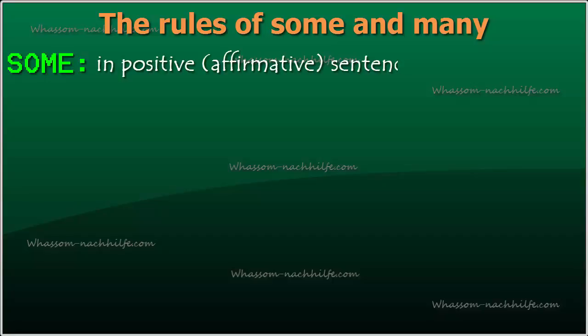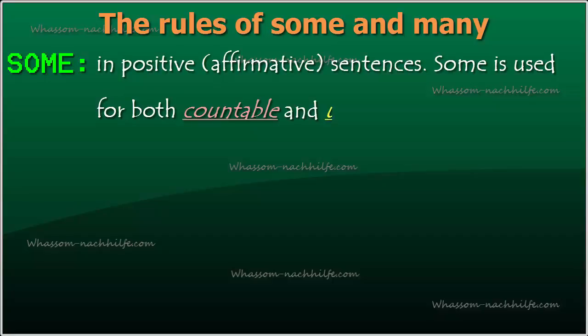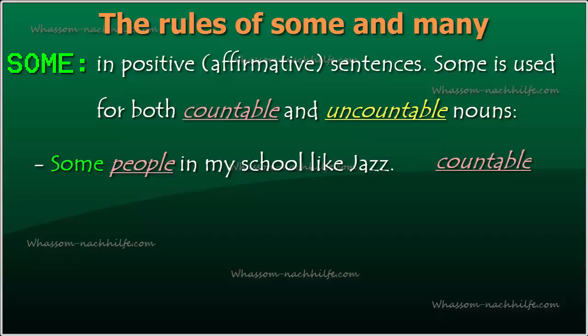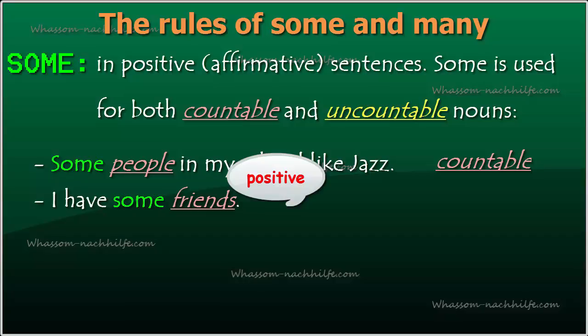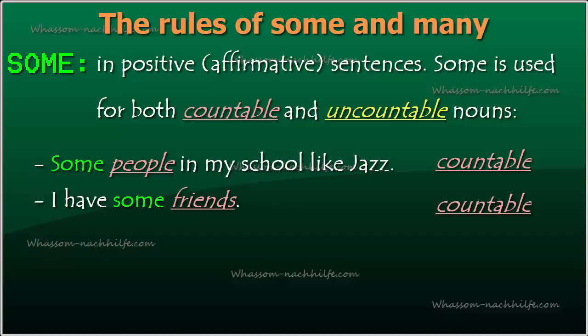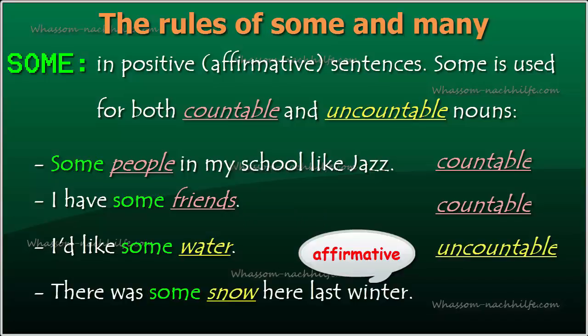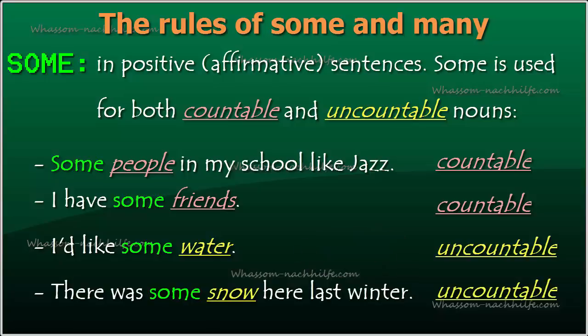First of all, some is used in positive, affirmative sentences, and both for countable and uncountable nouns. For example, some people in my school like jazz. Here, we have people, that is countable. We can use some in this case. Or I have some friends. Okay, friend is countable. I like some water, and water is uncountable. And the last one, there was some snow here last winter, and snow is also uncountable.